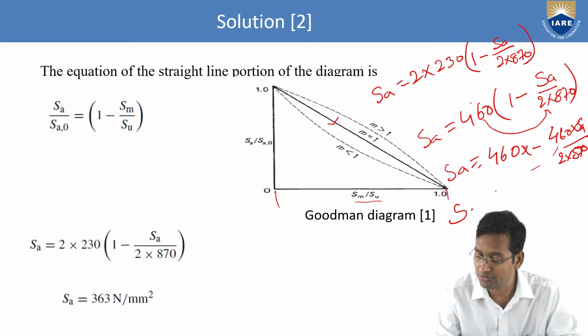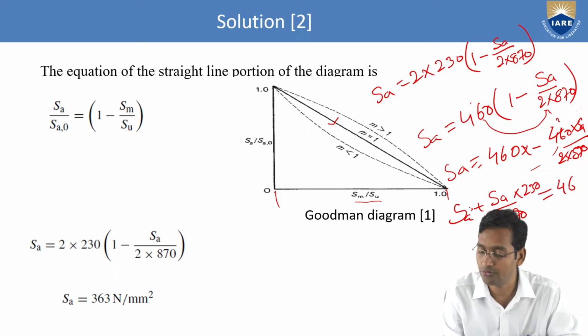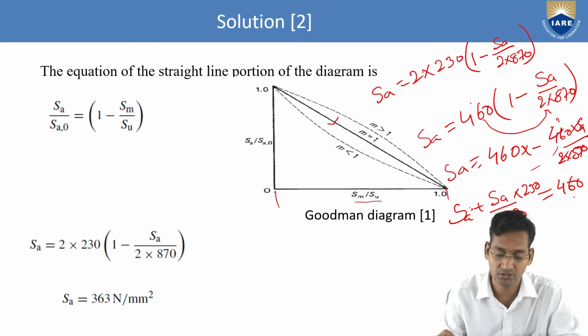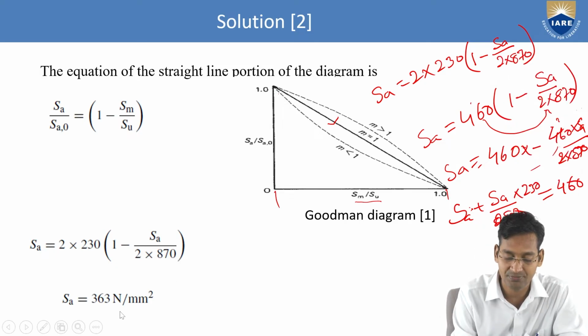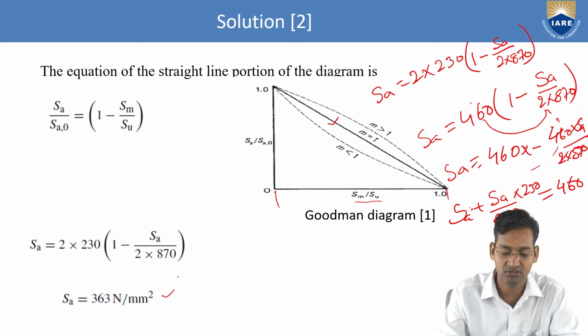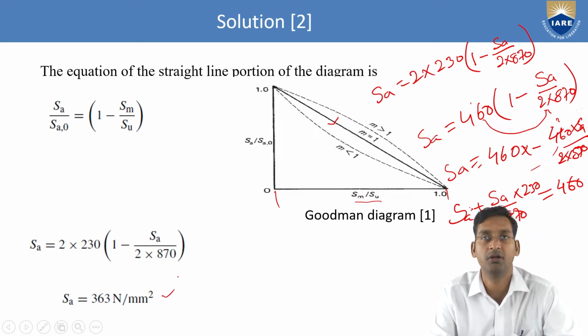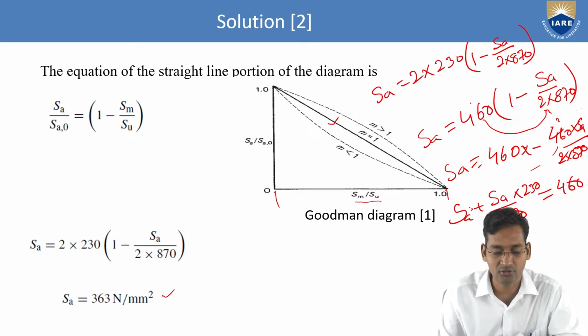So now after simplifying, what will you get? This is the same, 230. So SA plus SA by 2, sorry, already we did 870, and here is 230. This should be equal to 460. Right. Now take SA common and then divide the whole thing. You will get the final answer as SA approximately equal to 333 Newton per mm square.